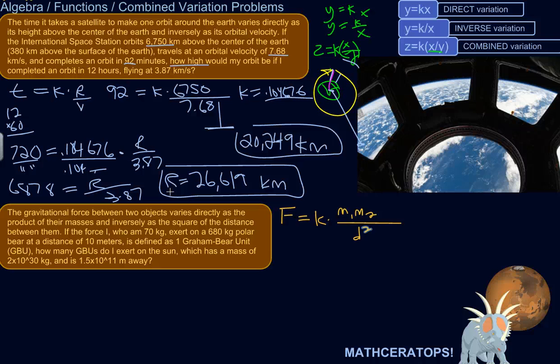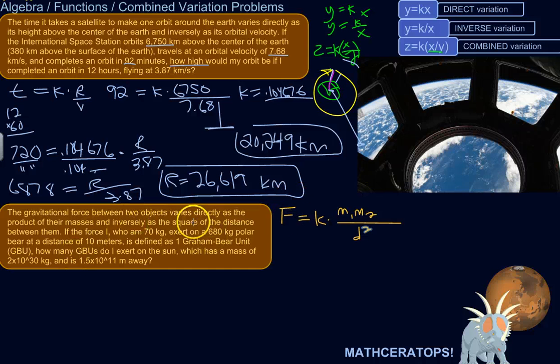Anyway, okay. If the force I, who am 70 kilograms, exert on a 680 kilogram polar bear at a distance of 10 meters is defined as 1 gram bear unit. Okay, my name's Graham. So 1 gram bear unit is defined as the force that I exert on a 680 kilogram polar bear at a distance of 10 meters. Okay, kind of a silly example, but I wanted to invent a new unit and show you how to do that. How many GBUs, gram bear units, do I exert on the sun, which has a mass of 2 times 10 to the 30th kilograms and is 1.5 times 10 to the 11th meters away?